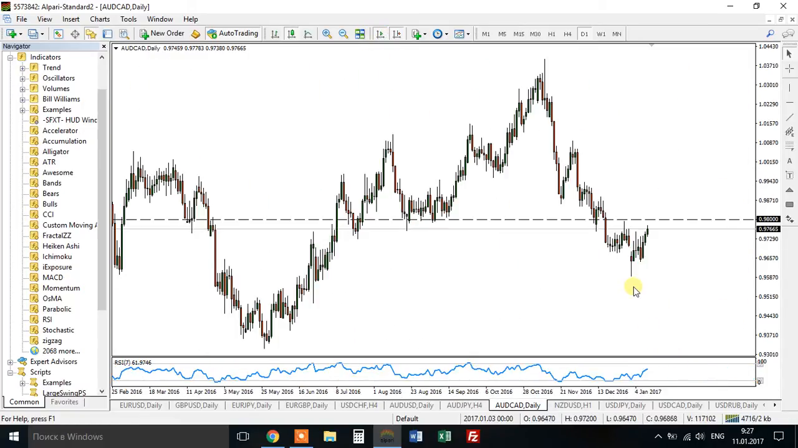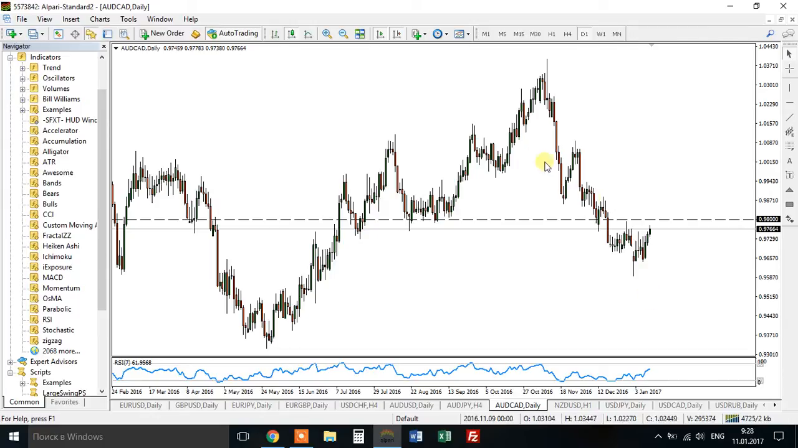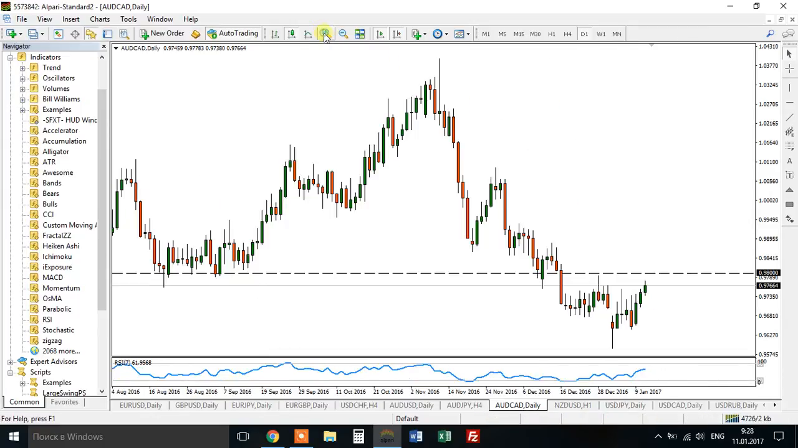So this is quite a good level that was respected many times in the past, and we see this level was respected recently. What we see on our chart, it was respected recently, and now I am expecting history to repeat itself. It is the second postulate of technical analysis that history repeats itself.